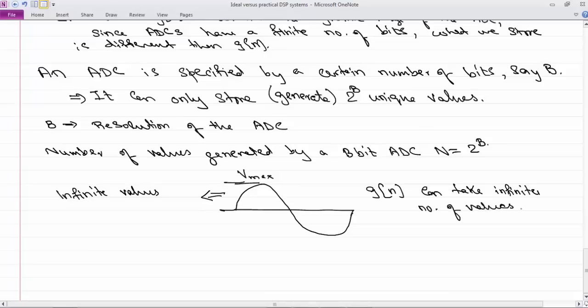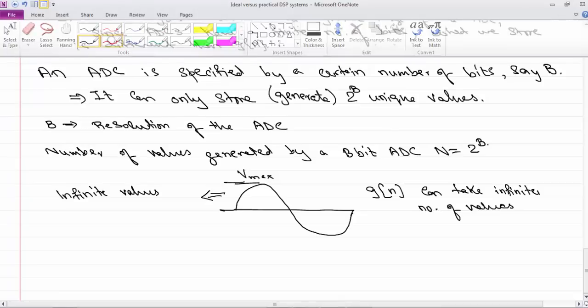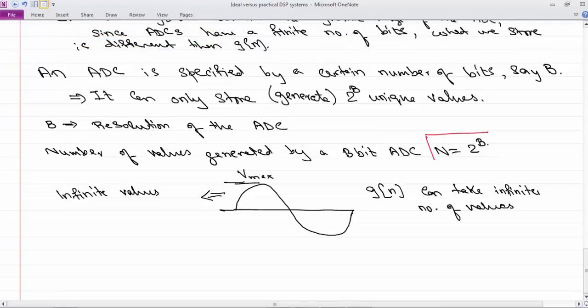But here is the challenge. My ADC can only generate n values, where n equals 2^b. So then what do we do? What we will have to do is map many of the values onto a single number. We'll have to divide this infinite number of values into chunks so that there are only 2 to the b chunks of values available to us, and then we map them.